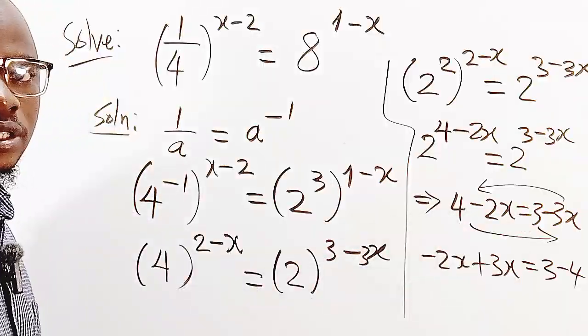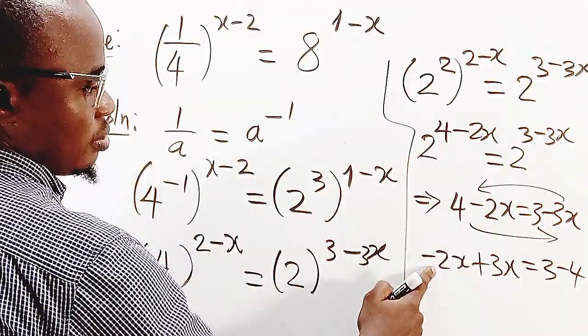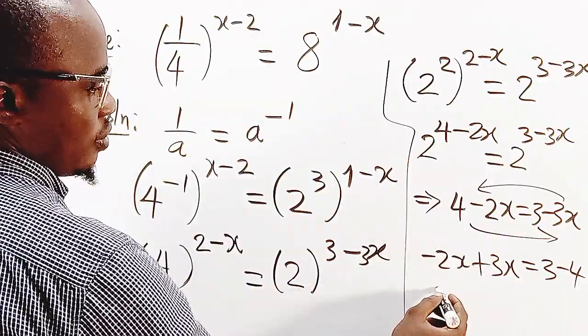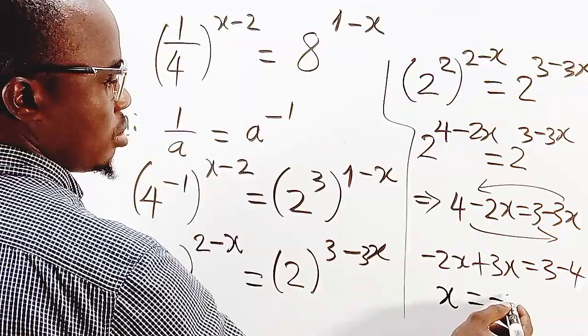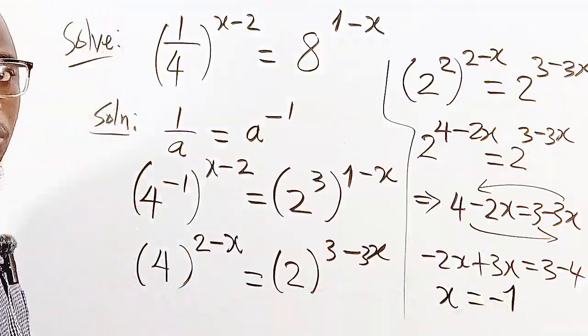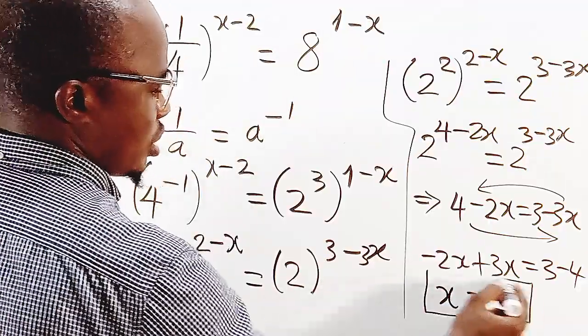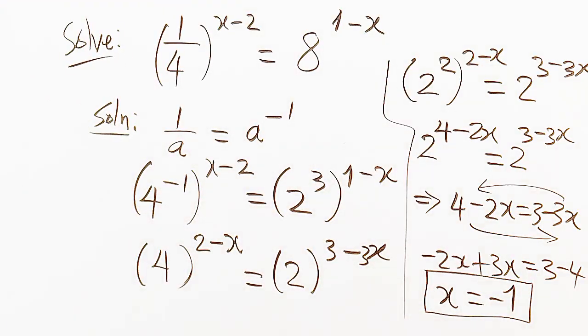Transpose this to this side. From there, we have minus 2x plus this, we have x equal to minus 1. So that is telling us that x equals minus 1 is the solution to the problem.